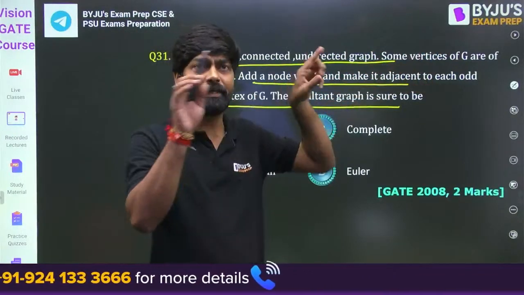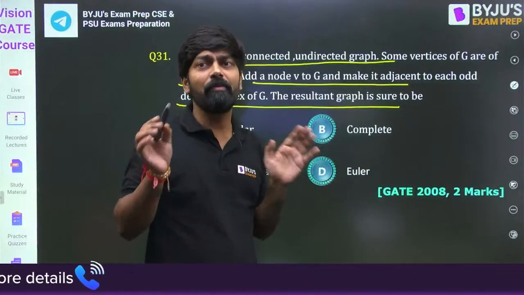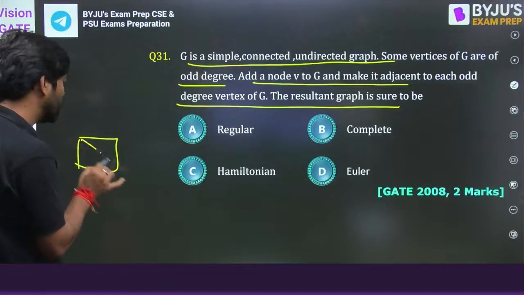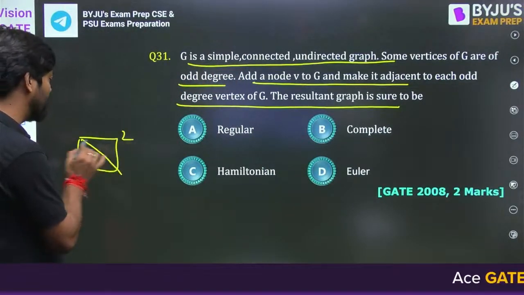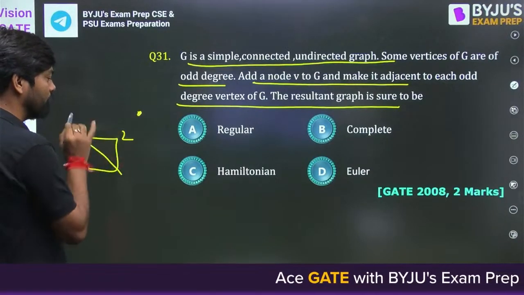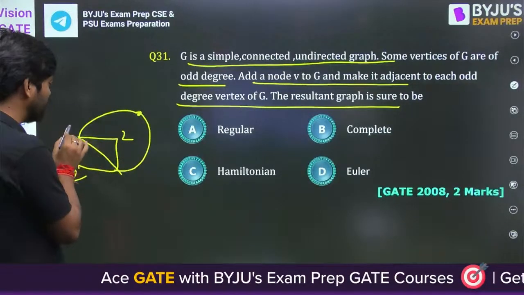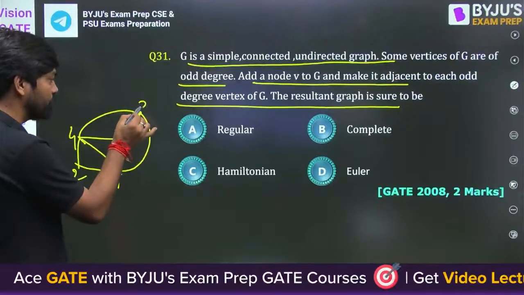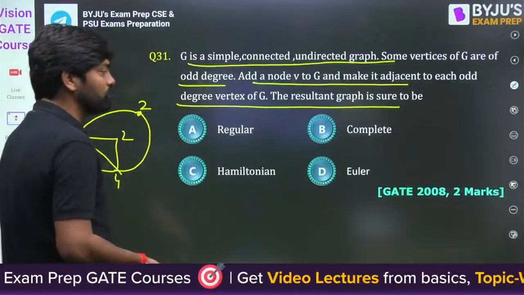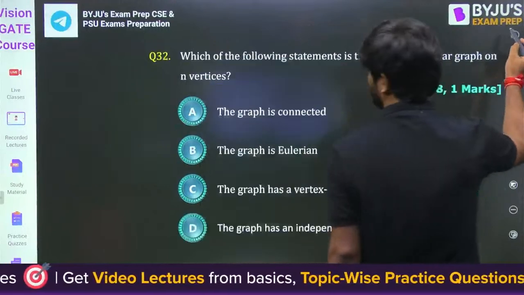Means what? In a connected graph, if every vertex has even degree, it is nothing but an Euler graph. You can take this one: here the degree is 2, 2, and here the degree is 3, 3. Now they are telling us to take one more vertex and make it adjacent to them. So now the degree will become 4, and this one becomes 2. Are you getting my point or not? So in the connected graph, every degree is even. So it is nothing but an Euler graph. So D is the right answer for this one. Easy question they have asked.